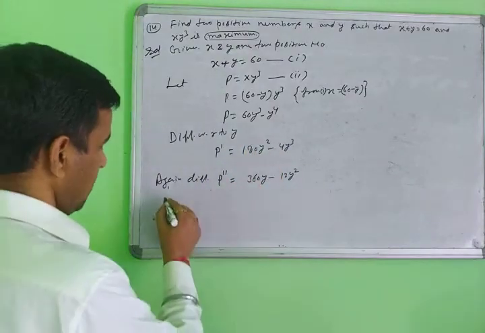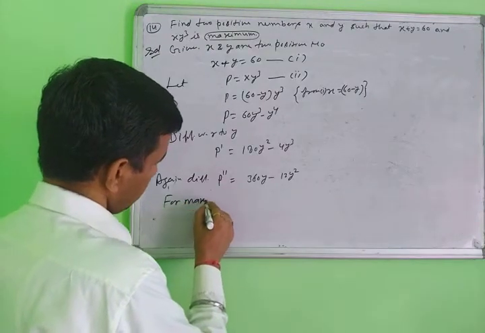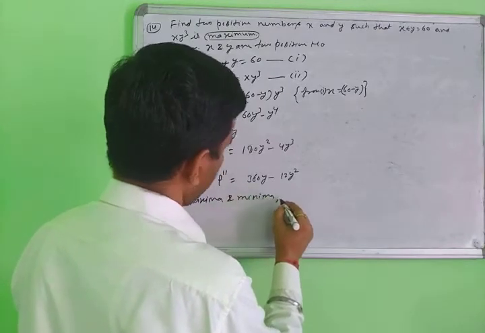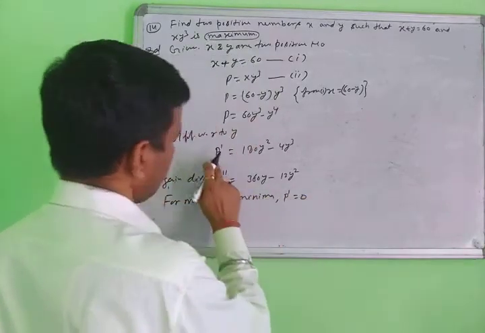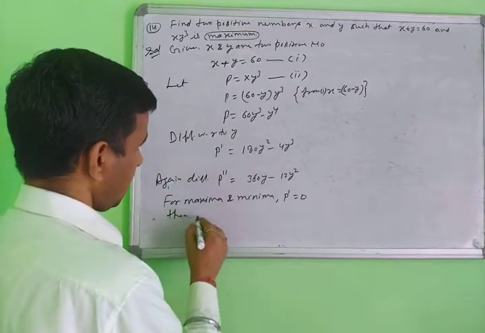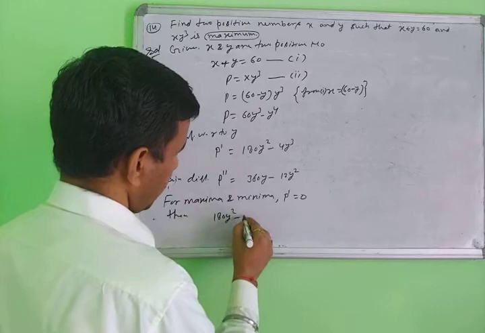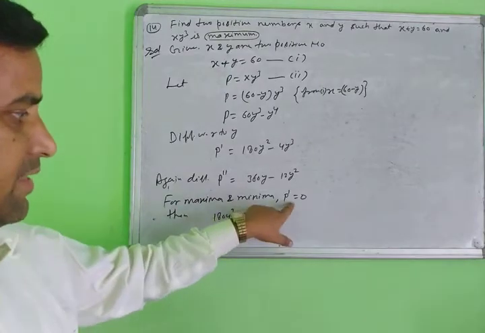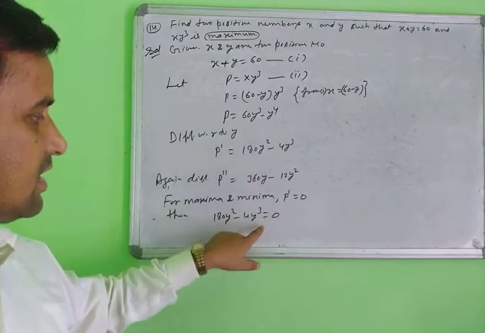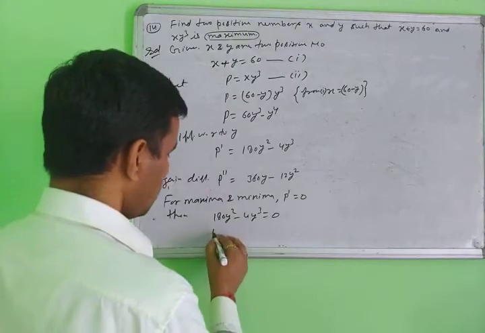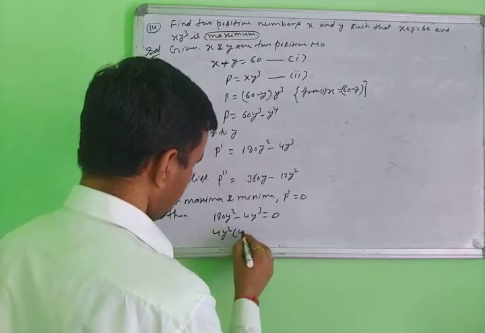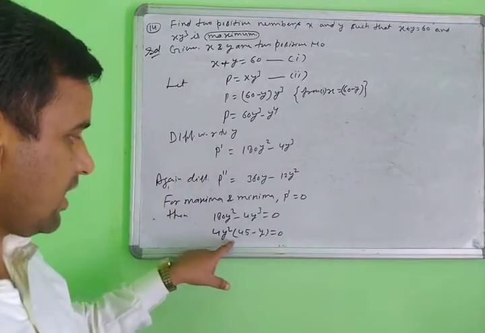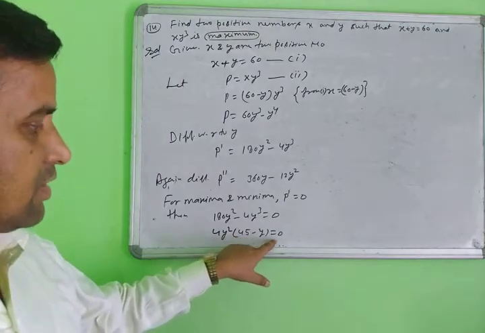This is for maxima and minima. What value of p dash equals 0? The value of this is 0. Then 180 y square minus 4 y cube equals 0. This uses the property of maxima and minima, the first derivative test. Then taking 4 y square common, 4 y square times (45 minus y) equals 0. I am taking 4 y square common here, then what is left inside is 45 minus y equals 0.